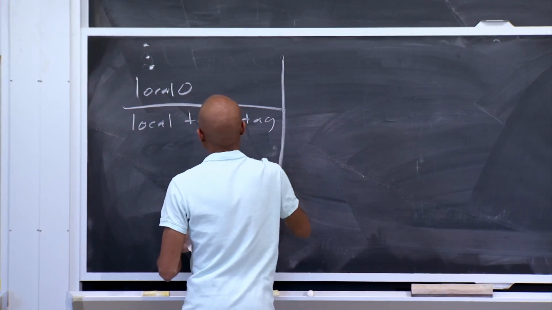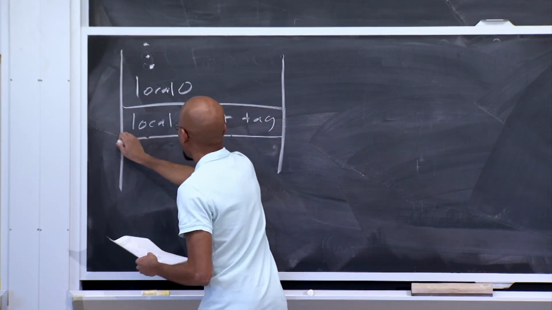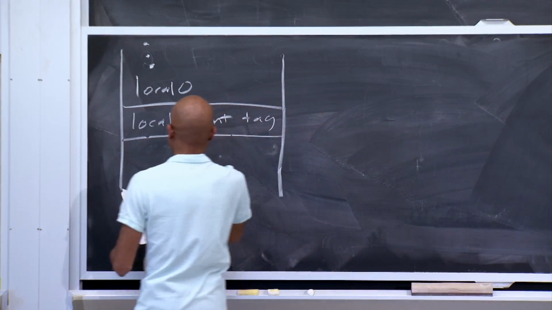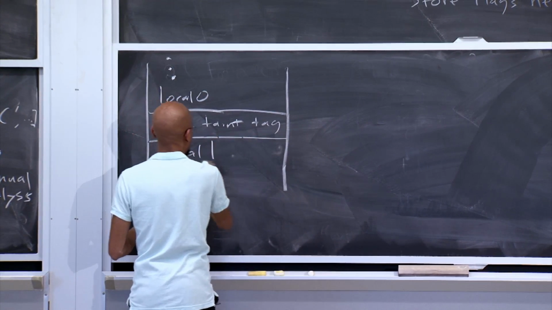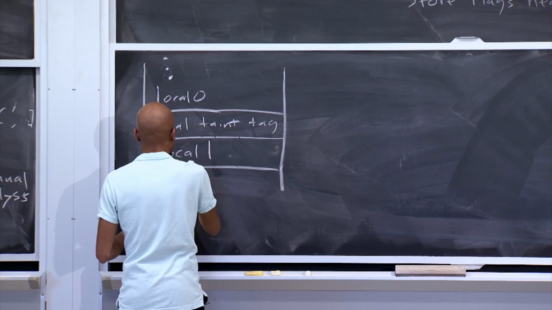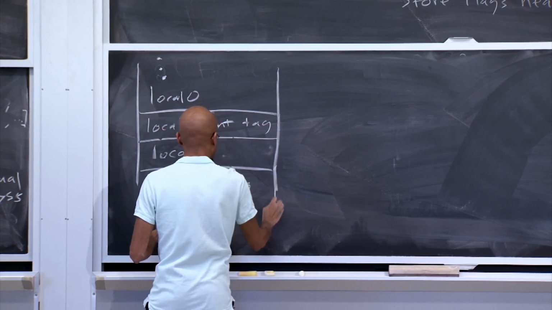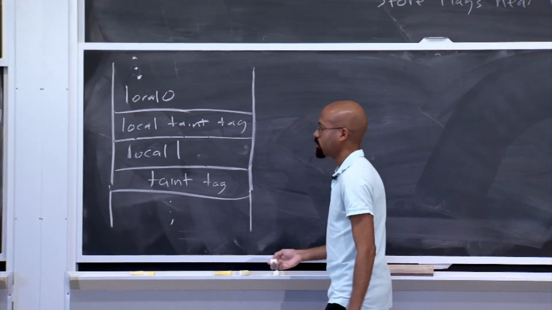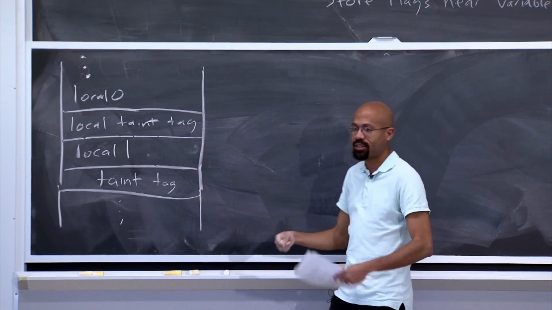And then what TaintDroid will do is it will store the taint tag for that variable right next to where that local variable is in memory. Similarly, if you had another local variable here, then you would see its taint tag right down here, so on and so forth. Pretty straightforward. So hopefully, you can get these things in the same cache line. That's going to make the access very cheap.